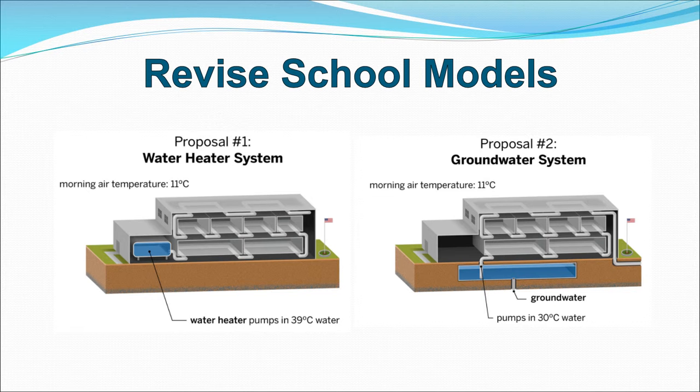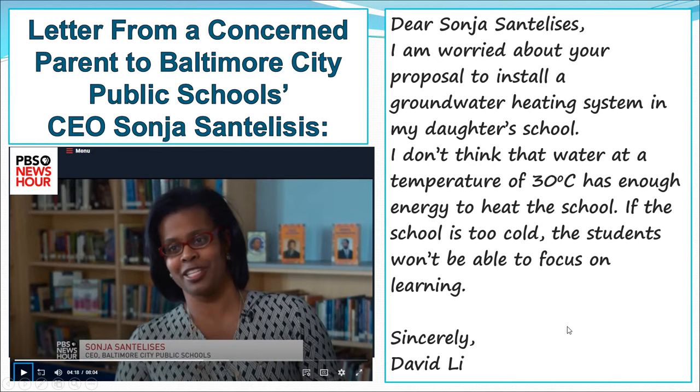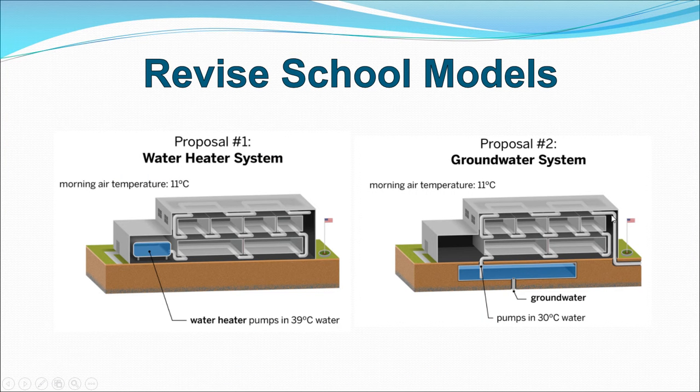the groundwater, that would be proposal 2, and you can see there's this huge groundwater tank here, but the temperature is much colder. And he's worried that, he just said, I don't think that the water at the temperature of 30 degrees has enough energy to heat the school. And then also pointed out a concern that if the school is too cold, it's going to be difficult for students to be learning. And so what you're going to be doing right now is revising the model that you made of the school.